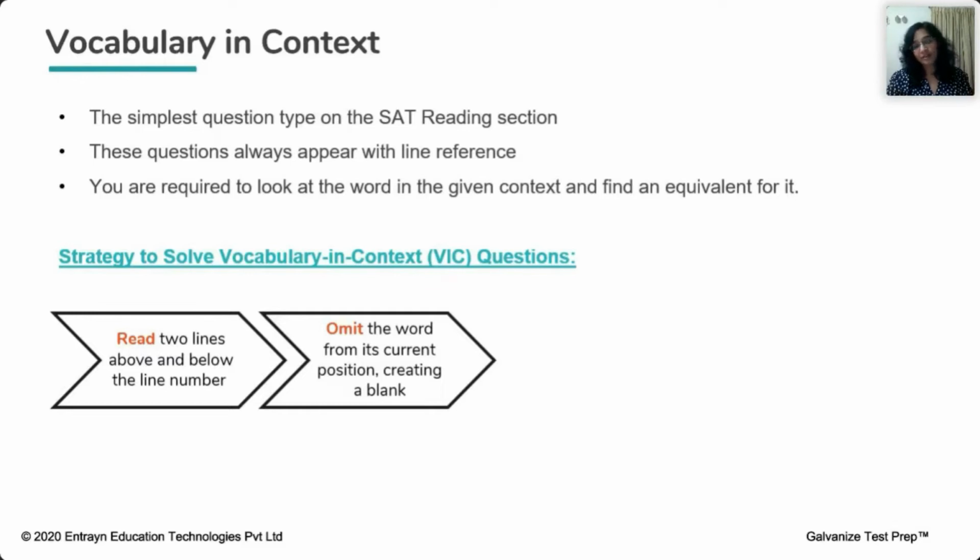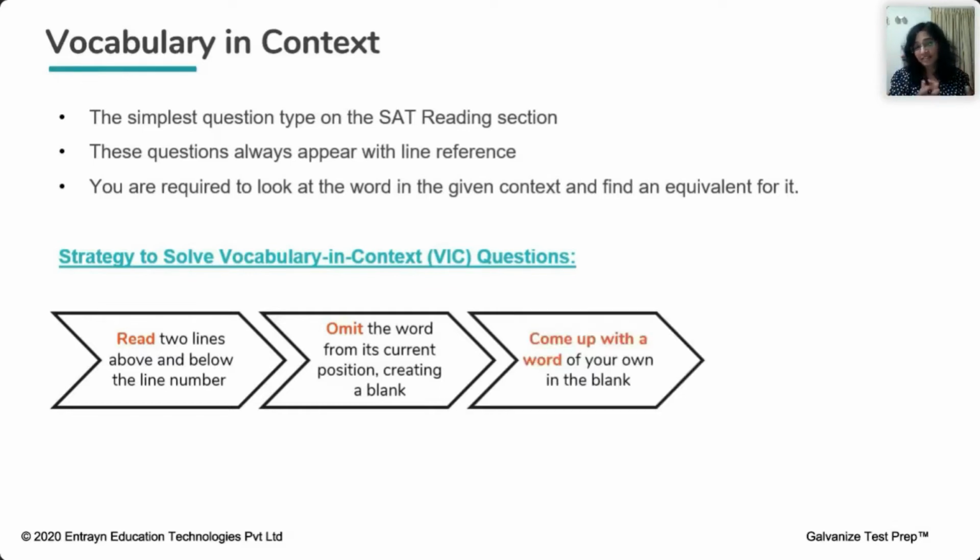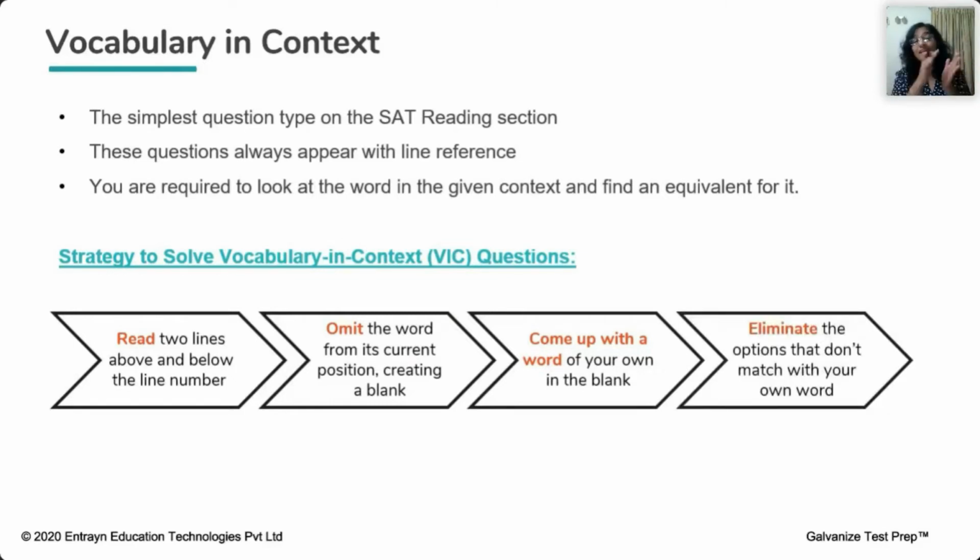Having omitted this word and having read the sentence and gotten the context, you have to come up with a word of your own for the blank. You have to anticipate the word. In other words, do not look at the answer choices yet, okay? You will have to anticipate and come up with your own words. It could be a phrase, it could be a single word. Come up with your own word for the blank, and only then look at the answer choices to eliminate the options which don't match the word that you had anticipated, okay?